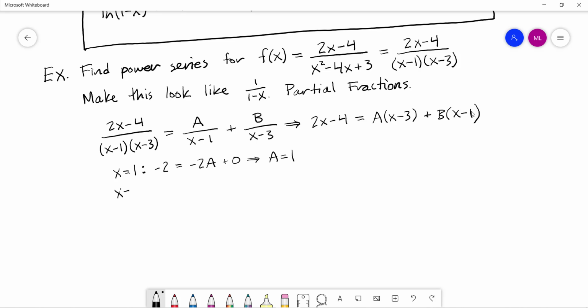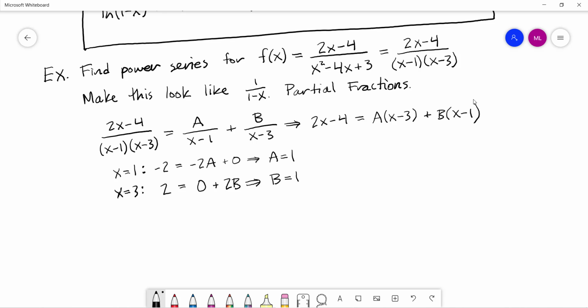When I plug in the other value, x equals 3, designed to kill off this term, then on the left, when I plug in 3, I'll get 2 times 3 is 6, minus 4 is going to be positive 2. And this will give me a 0 for the first term when I plug in 3, and this one will become b times, again, 3 minus 1 is 2, so plus 2b. And that tells me that it turns out in this case, b is also equal to 1.